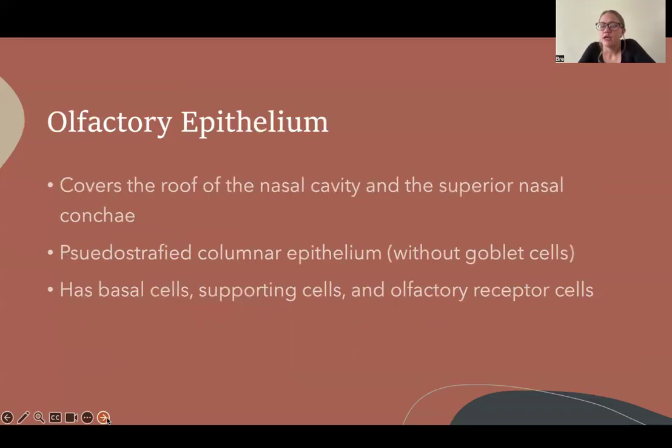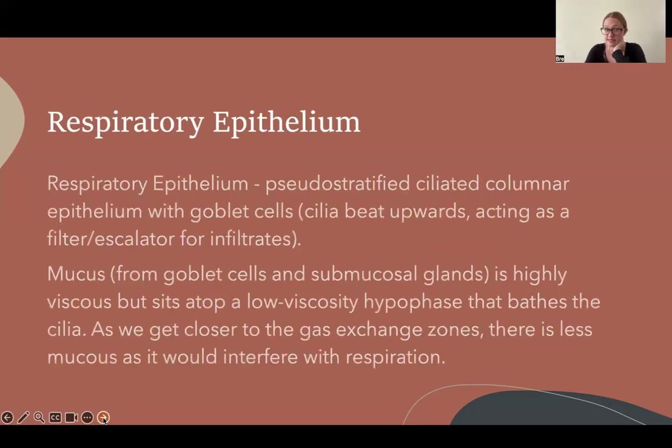Olfactory epithelium, specifically, is pseudostratified columnar epithelium without goblet cells. It has olfactory receptor cells that allow you to smell. The other two cell types in the olfactory epithelium are supporting cells and basal cells. Respiratory epithelium is pseudostratified ciliated columnar epithelium with goblet cells.